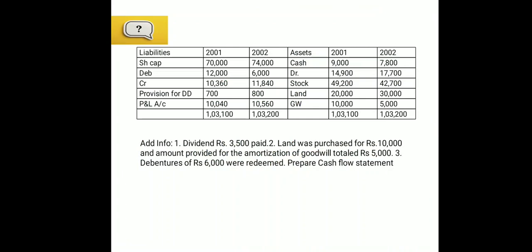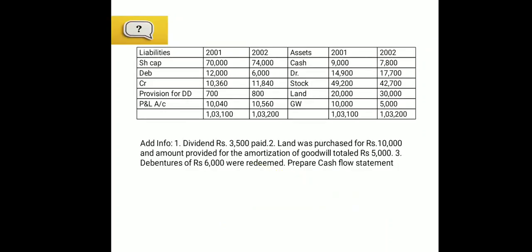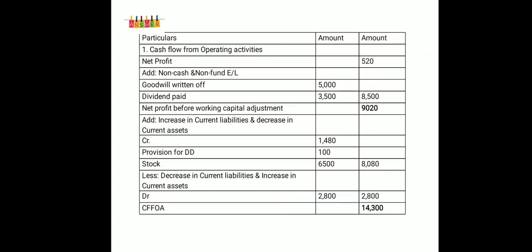Fine. So now moving towards the cash flow statement. First we need to calculate cash flow from operating activity, and as usual we take the net profit. What was that? 10,560 minus 10,040 rupees, closing minus opening. So net profit is 520, and then we need to add the non-cash and non-fund expenses or losses which we have already discussed. Goodwill written off, non-cash. Dividend paid, non-operating. These two make a total, in the outer column, of 8,500. So 8,500 plus 520, totally we get the net profit before working capital adjustment as 9,020 rupees.